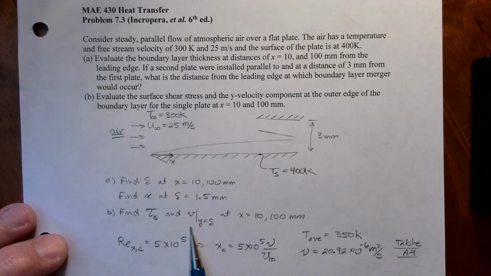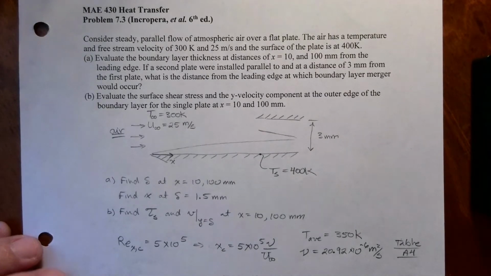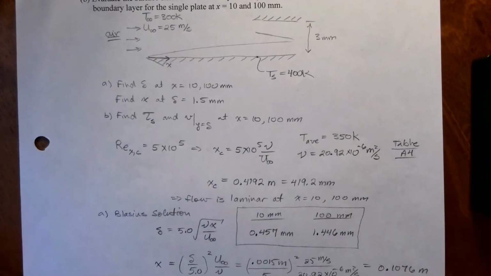This part is asking for the vertical component of velocity. Just ignore that. That was from years past. I'm not going to ask you guys to know that. You really need to know some more about the velocity boundary layer solution and Blasius solution to be able to solve that one. Okay, so the first thing to do is to check the critical distance to see if our flow is laminar at these locations, these distances 10 and 100 millimeters from the leading edge.